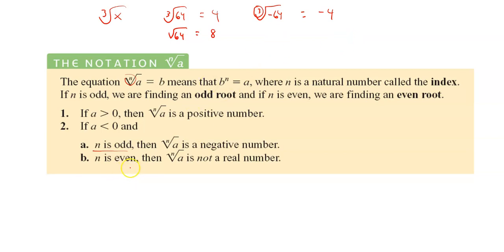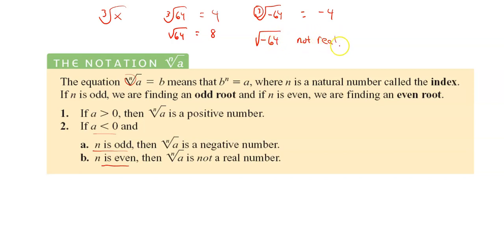If n is even and the number underneath is negative, then my answer is not a real number. So I'm taking the square root. That means the index is 2. We don't generally write the 2 there, but the index is 2. The square root of negative 64 is not real.